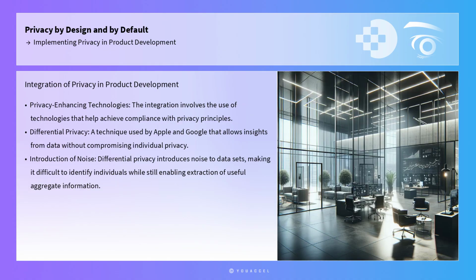The integration of privacy in product development also involves the use of privacy-enhancing technologies. These are technologies that help achieve compliance with privacy principles. For instance, differential privacy, a technique used by companies like Apple and Google, allows organizations to gather insights from data without compromising individual privacy. Differential privacy introduces noise to data sets, making it difficult to identify individuals while still enabling the extraction of useful aggregate information. This technique is particularly valuable in scenarios where user privacy is paramount, such as in health data analysis.